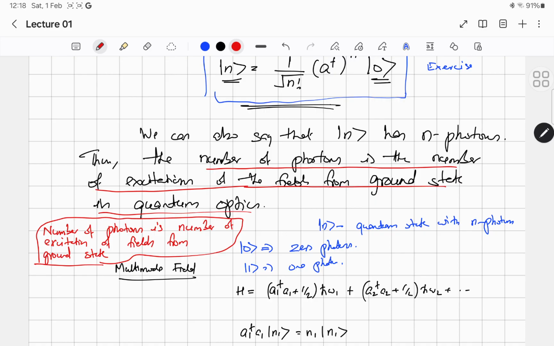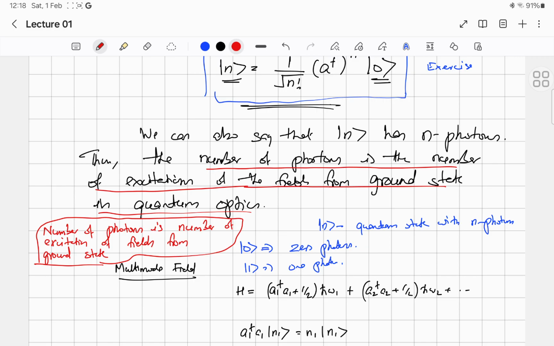Okay, so how many times it is excited from the ground state, that gives the number of photons. So that is the basic idea about the photon in quantum optics, and you can see similar kinds of concepts when you go to quantum field theories as well. In quantum field theory, the particles are treated to be the excitation of field modes. So here also the same thing, the photon is treated as the excitation of field modes.